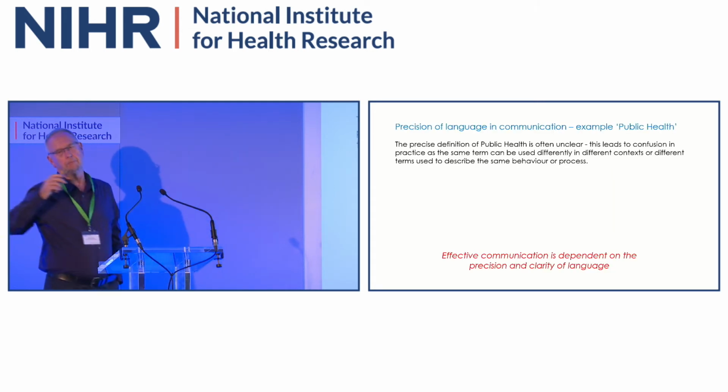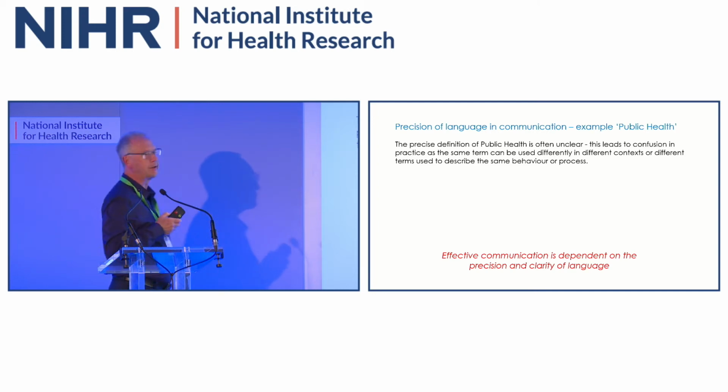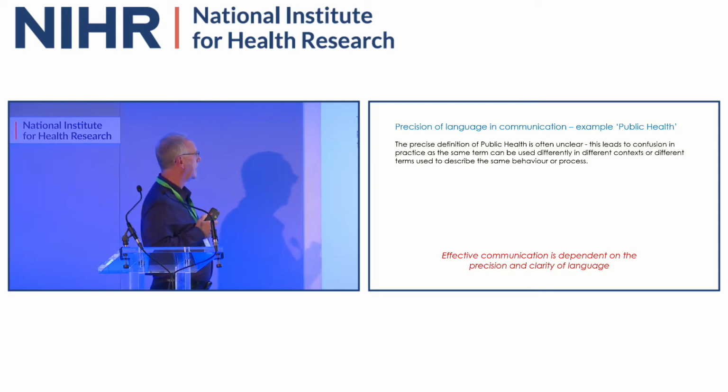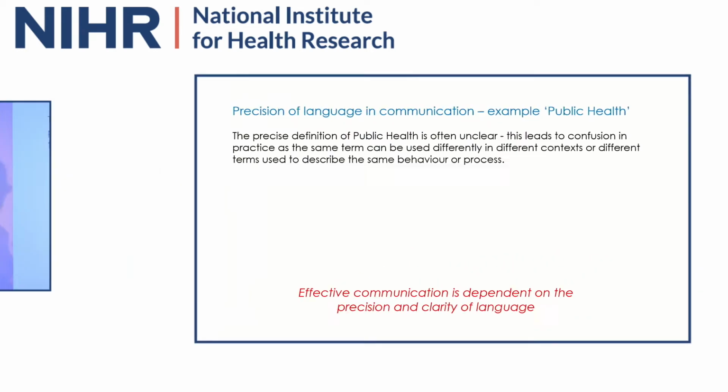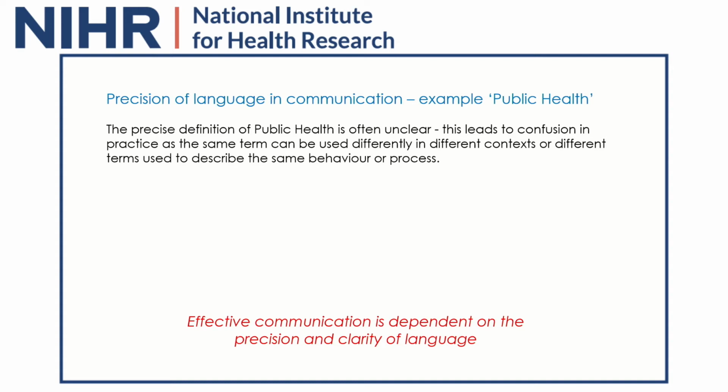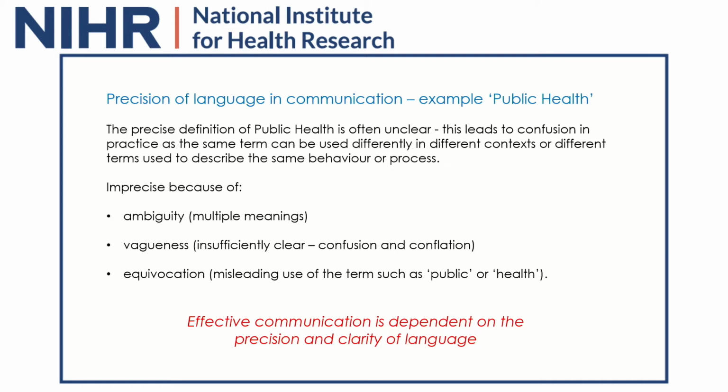And my final plea to you is around the precision of language in communication. I'm going to use public health because we have this particular grant scheme we're using while we're here at camp. And precision is everything. So the precise definition of public health is often unclear. It's very much about the art of doing things as much as the science of doing things. And it leads to confusion. And we get words which are imprecise because of ambiguity. The same thing has multiple meanings, we get vagueness, we get equivocation.